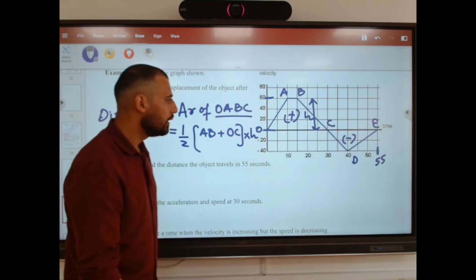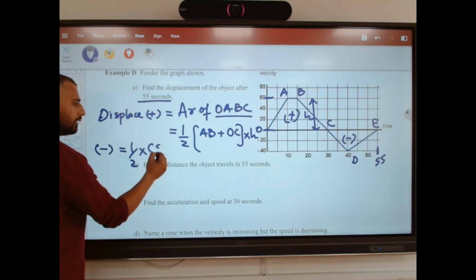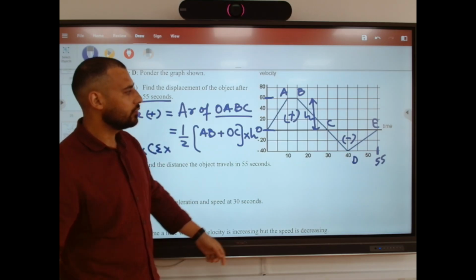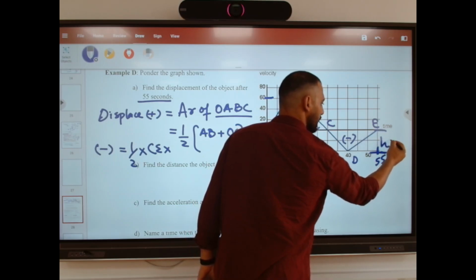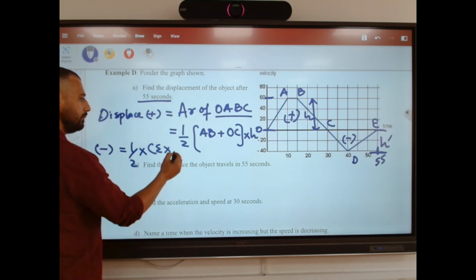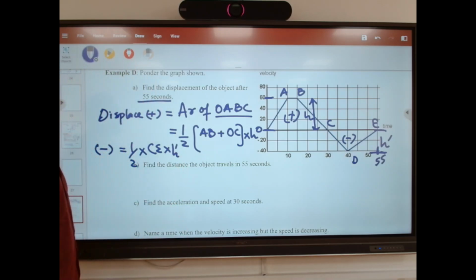Base is CE, and then you multiply it by the height. What is the height? Height is this, isn't it? Let this be H dash. Now put the values and tell me the result of positive and negative.